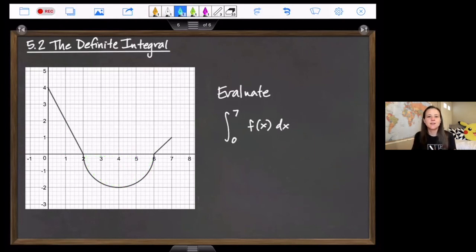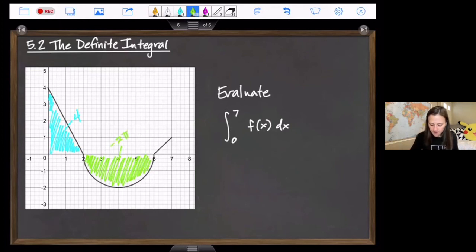All right, same function. Now we're going to calculate the definite integral from x equals 0 to x equals 7. So this is all the way from the y-axis to the end of the graph that we can see here. We've already calculated some of this. We calculated the integral from 0 to 2. We colored that one in blue. We did 1/2 base times height. We got that area to be equal to 4. Then we calculated the semicircular area down here. That one we got as a negative value because it's below the x-axis. So this is negative 2 pi.